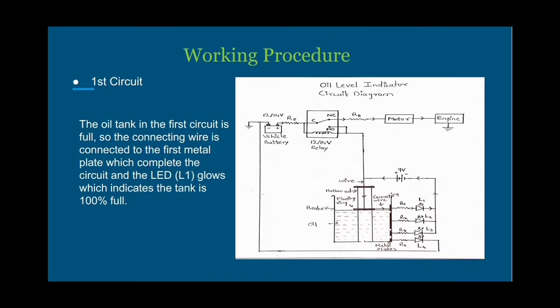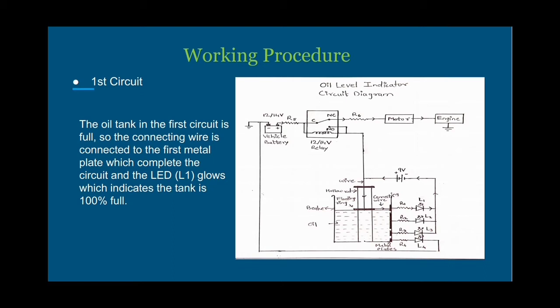Now here, working procedure. Talking about the first circuit, the oil tank in the first circuit is full, so the connecting wire is connected to the first metal plate which completes the circuit, and the LED L1 glows which indicates that the tank is 100% full.